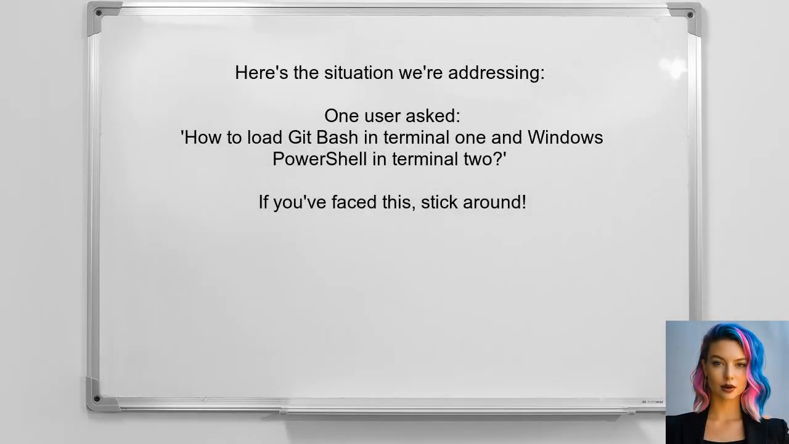Here's the situation we're addressing. One user asked how to load Git Bash in Terminal 1 and Windows PowerShell in Terminal 2 within Visual Studio Code. If you've ever found yourself in a similar situation, stick around as we break it down.